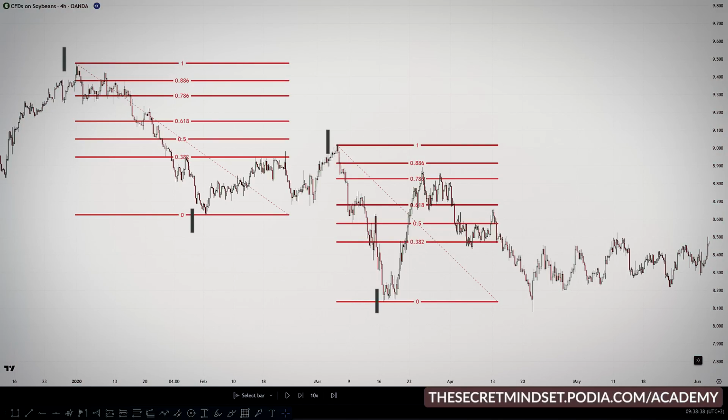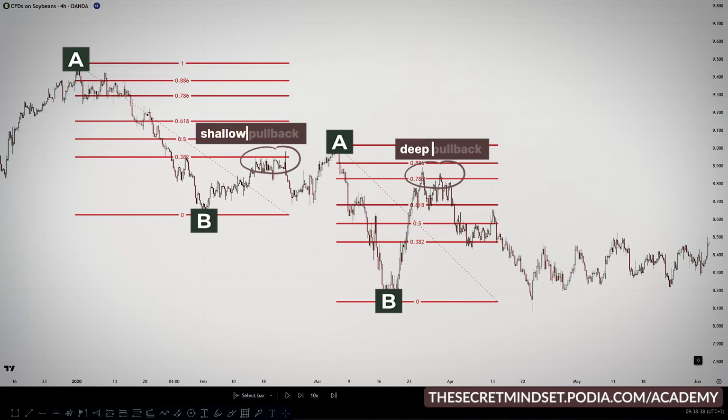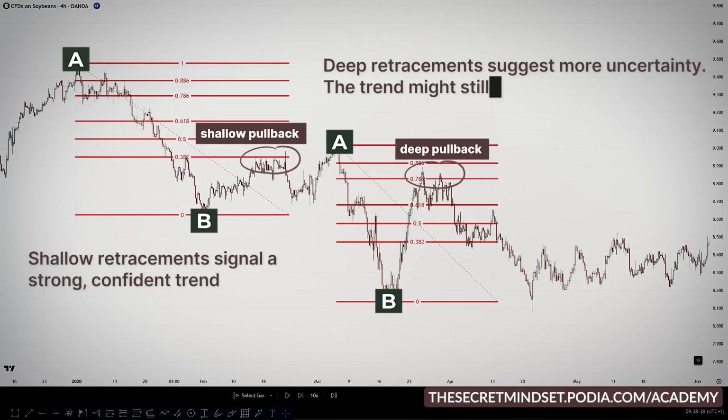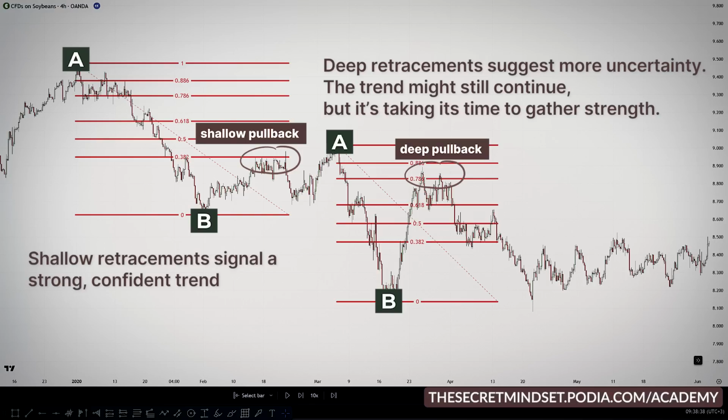The key difference between shallow and deep retracements is in what they tell us about the strength of the trend. Shallow retracements signal a strong, confident trend. The market barely hesitates before pushing on. Deep retracements suggest more uncertainty. The trend might still continue, but it's taking its time to gather strength.